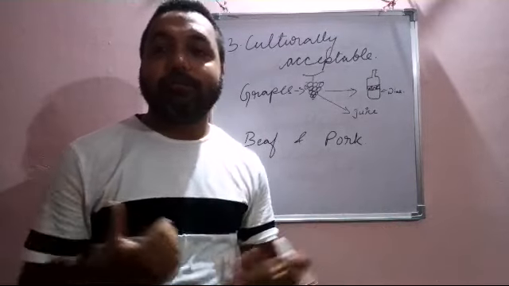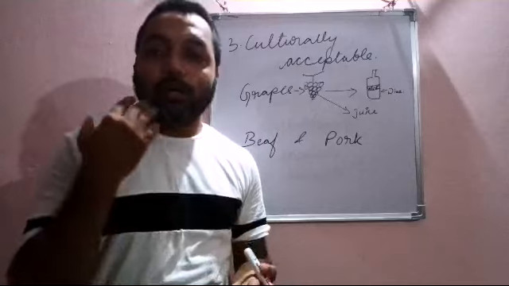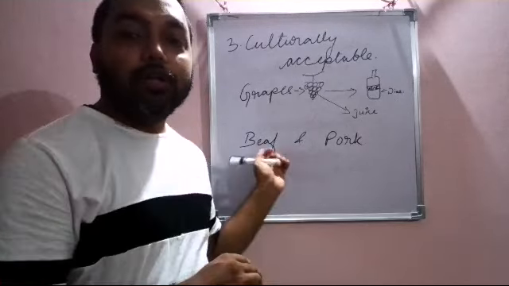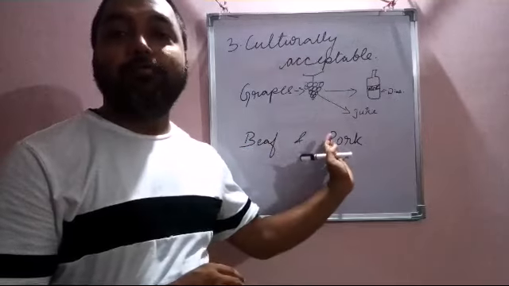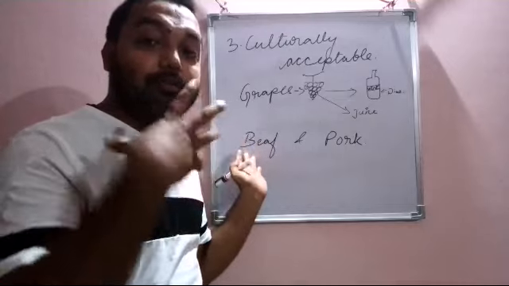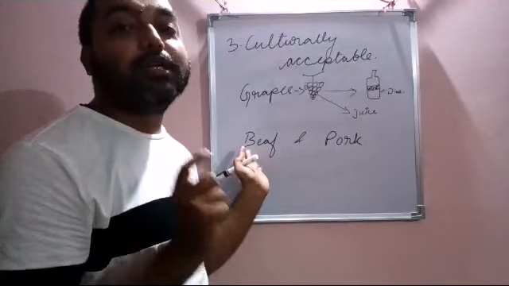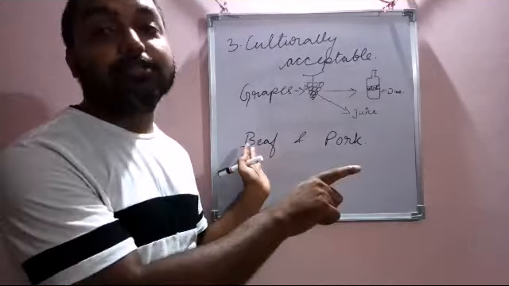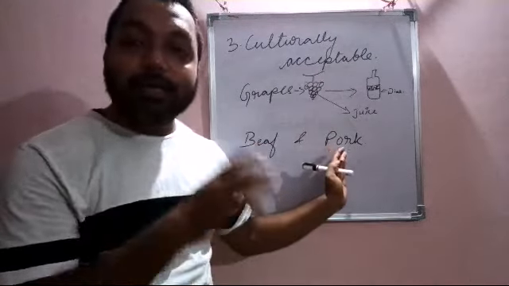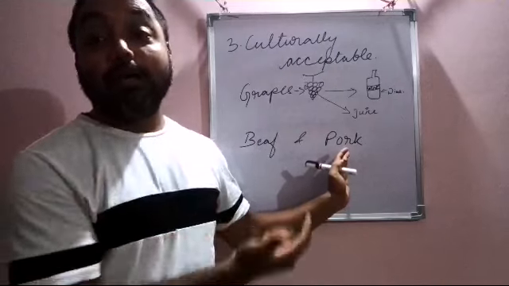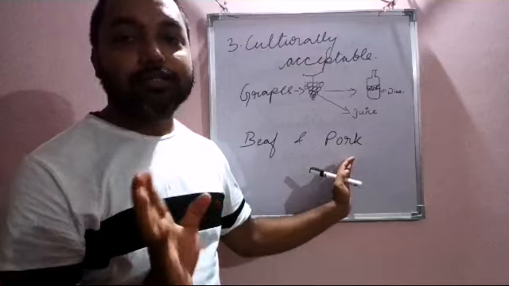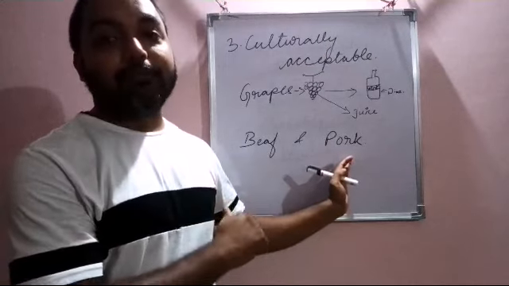Okay. Then one more example: beef and pork. Obviously we know which society, or people of which religion, eat beef and who eat pork. Now the people of a particular religion who eat beef, for them pork is strictly prohibited. For them pork is not a resource. For them only beef is a resource. And there are some people who eat pork, but for them beef is not a resource, because their religion doesn't allow them to eat beef.